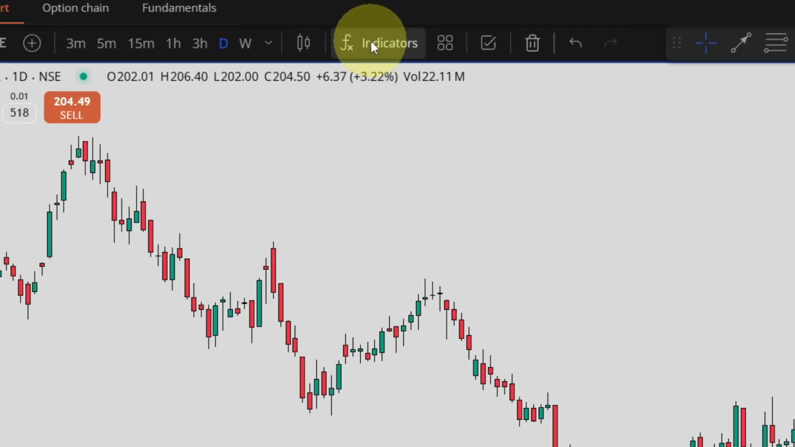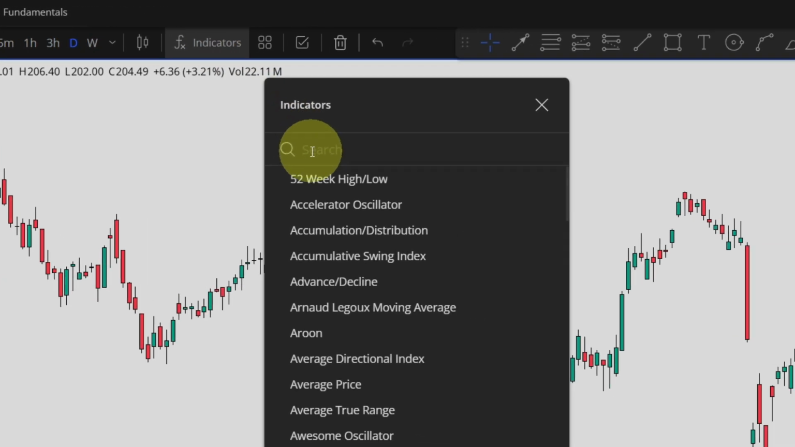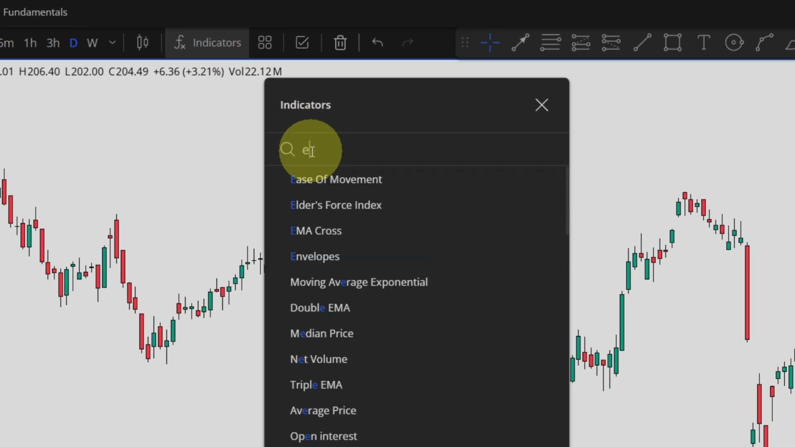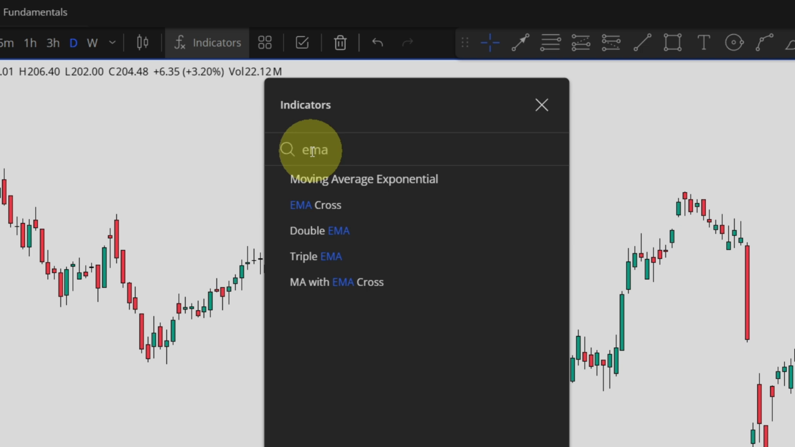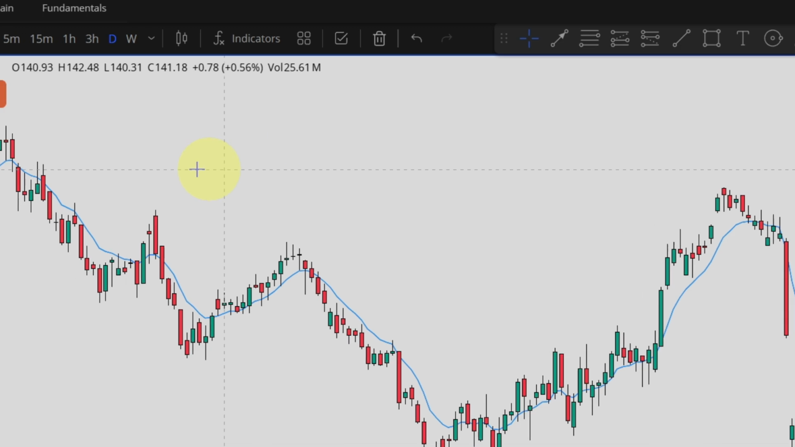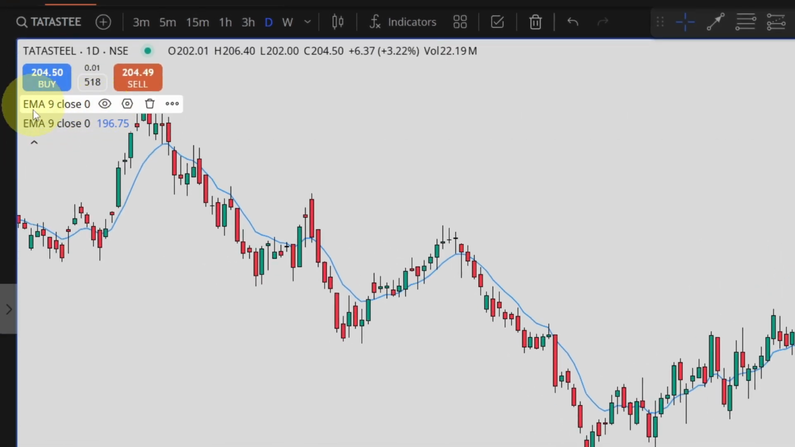After that, we have to go to the indicators tab and click on it. From here, we need to search for EMA. EMA stands for exponential moving average or moving average exponential. Click on it twice because today we are going to learn a crossover strategy. So click on this option twice, 1 and 2. Click outside. Now you can see our two EMAs are successfully plotted on our chart.